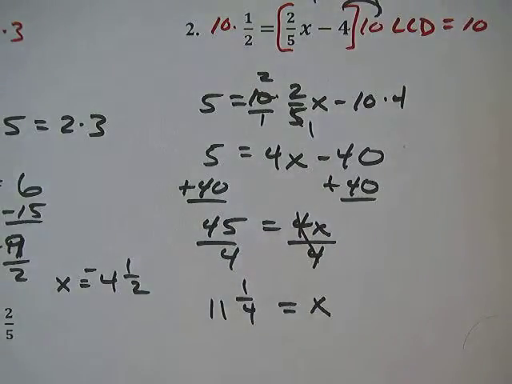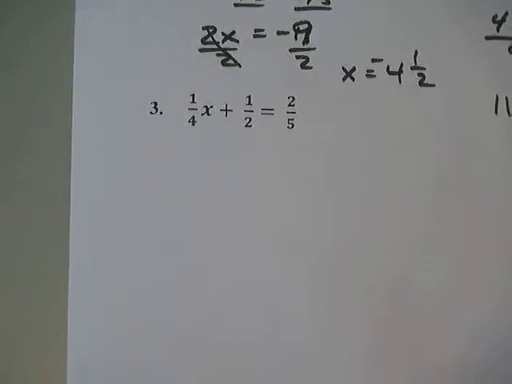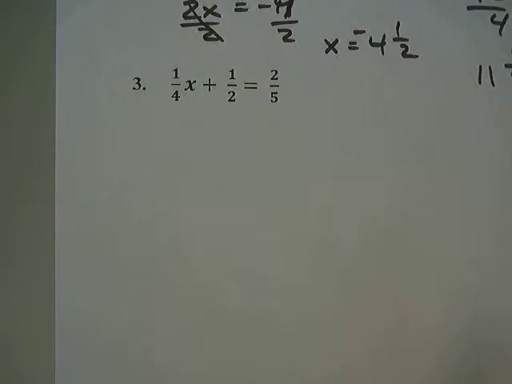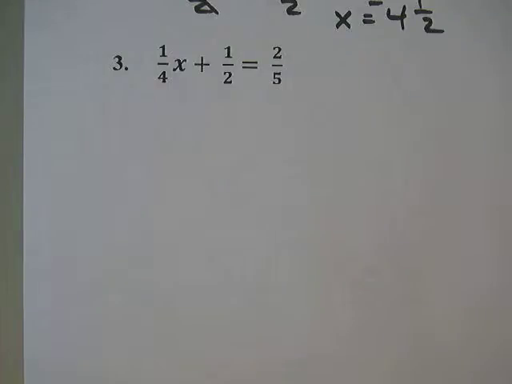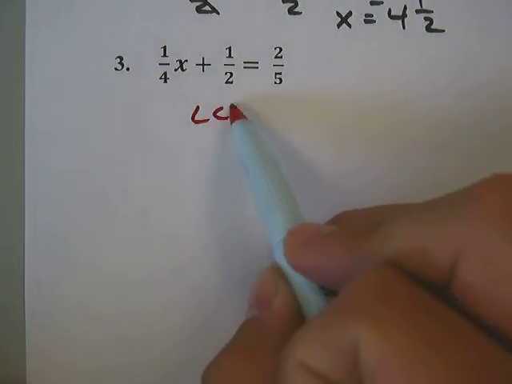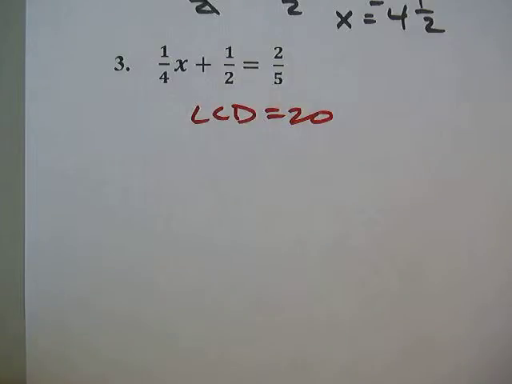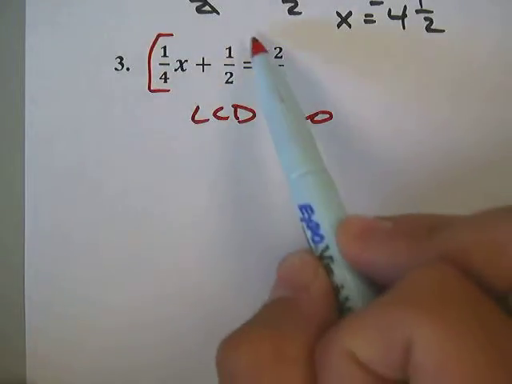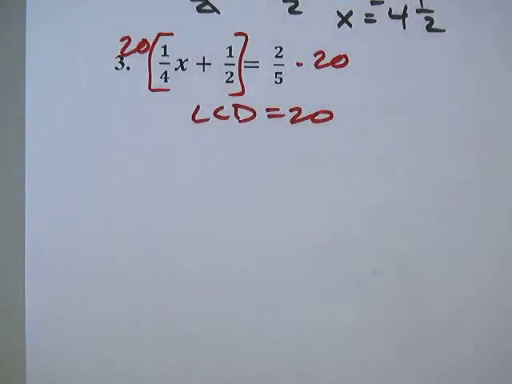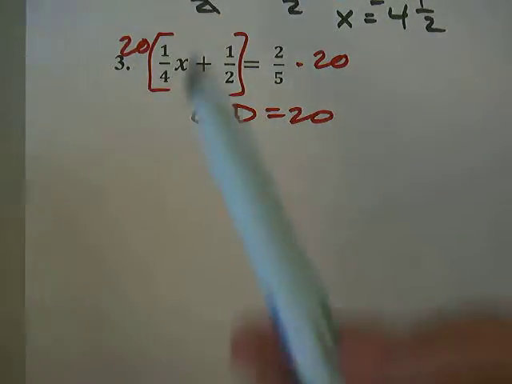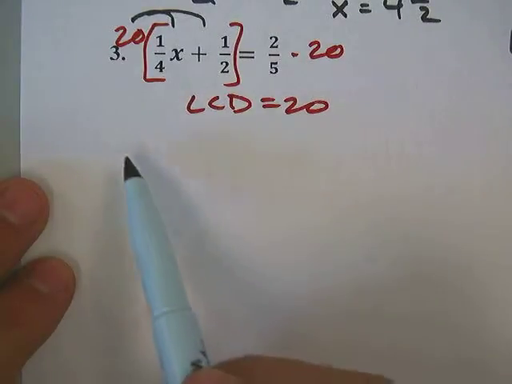Again, you're just looking for your fractions, and you're looking for the least common denominator. Let's try one more. What about this one? This one has 3 fractions this time. So this time, I'm looking for the LCD of 4, 2, and 5. The LCD for all 3 of those is 20. So I'm going to multiply this entire side over here by 20, and this side by 20.